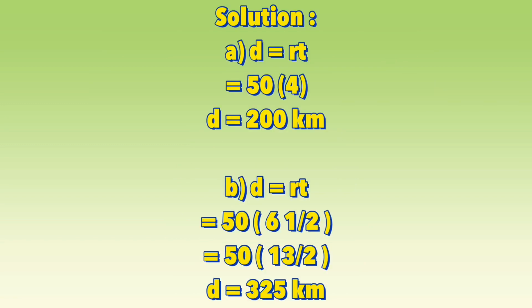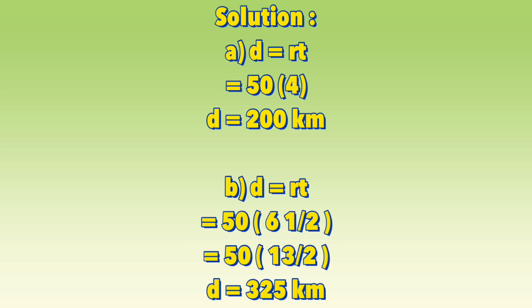For letter A, the time is 4 hours. Okay, we will use our solution. We will use D equals RT for letter A. Then the given rate is 50 kilometers per hour. Then we are going to multiply by time, which is 4 hours in letter A. And then 50 times 4, we're going to multiply, becomes 200 kilometers, the distance covered in letter A.